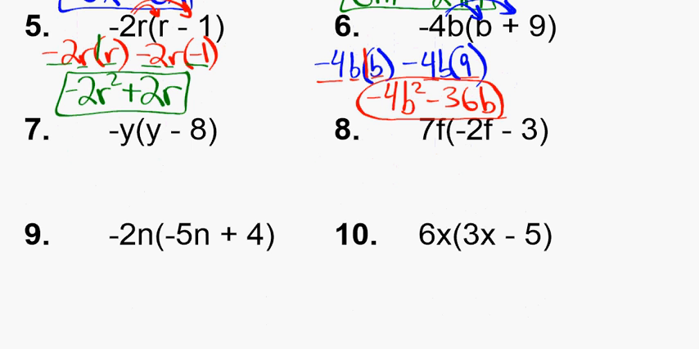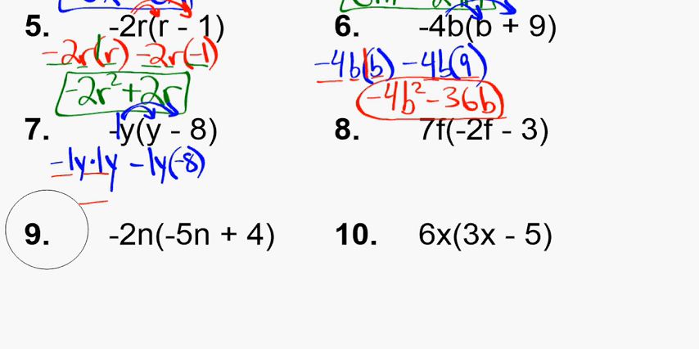Next, we have a negative y. So this is like a negative 1y times y. So we're really multiplying negative 1y times 1y, and then negative 1y times negative 8. So negative 1 times positive 1 is a negative 1. And we don't need to write coefficients, so I'm just going to leave it as a negative y squared. A coefficient of 1 does not have to be written there. Then negative 1 times negative 8 is a positive 8. Don't forget your y.